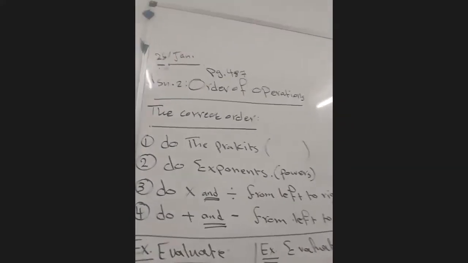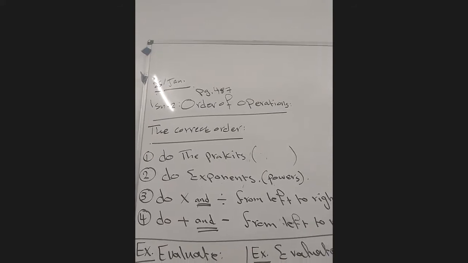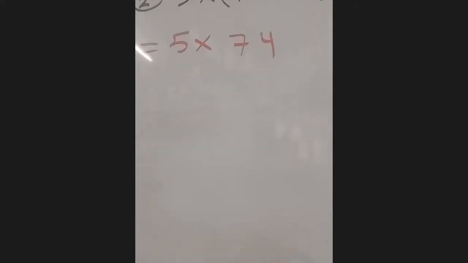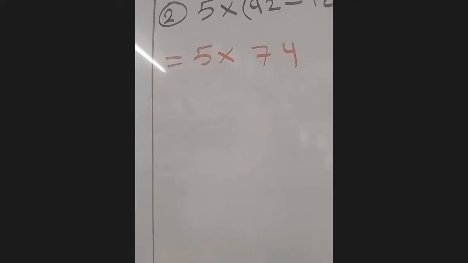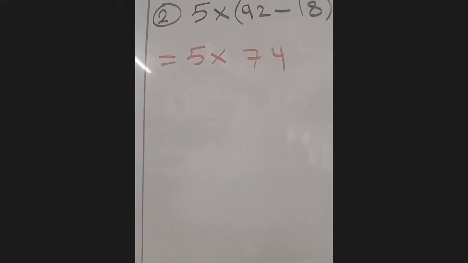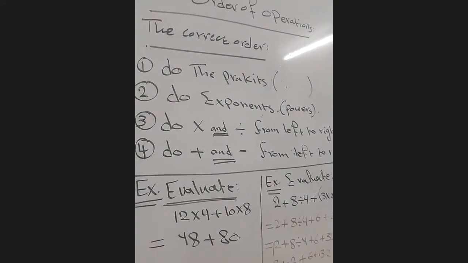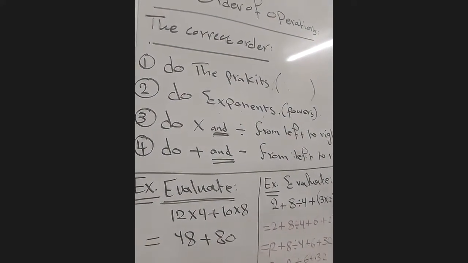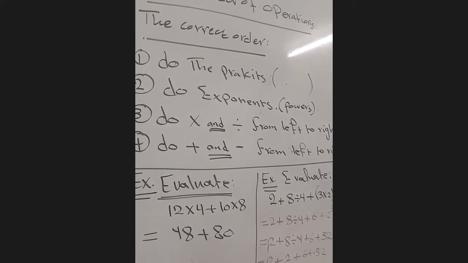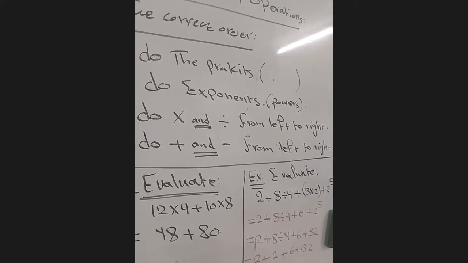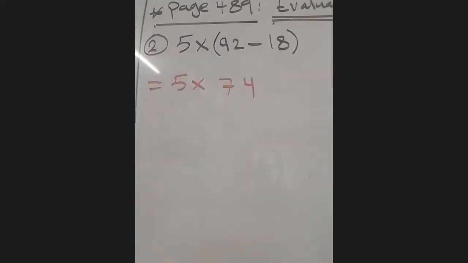What's the second thing? What's the second step? Do exponent or power. Do we have exponents? We don't. So we skip it. Step 3, what will we do? Do multiply and divide from left to right. Yalla. Do we have multiply and divide?